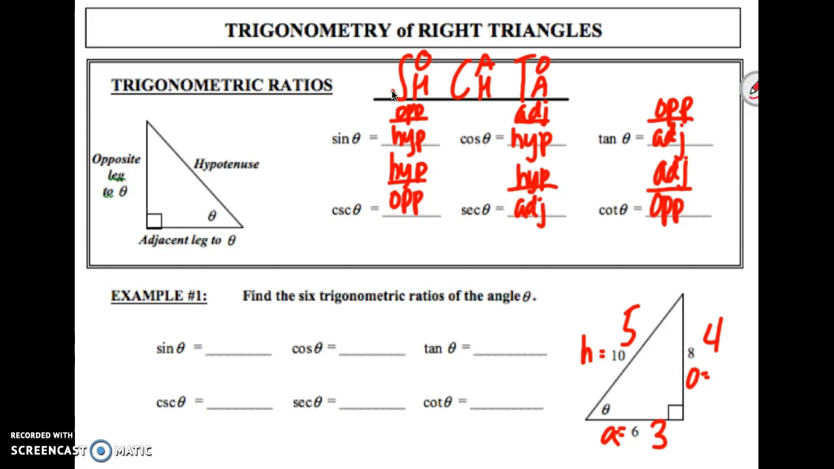Now looking at sine of theta. Sine of theta is opposite over hypotenuse, which is 4 over 5. Cosecant is the inverse of sine, so the reciprocal, 5 over 4. Cosine is adjacent over hypotenuse, so we have 3 divided by 5. And then secant is just the inverse or reciprocal of cosine, so 5 over 3. Tangent now we have opposite over adjacent, which is 4 over 3. And cotangent is the inverse of tangent, which is also the reciprocal, so 3 over 4.